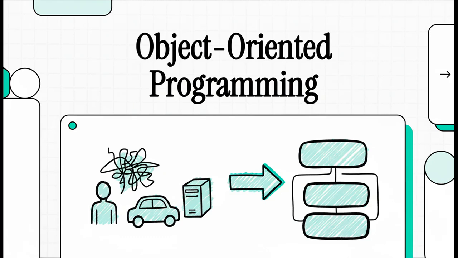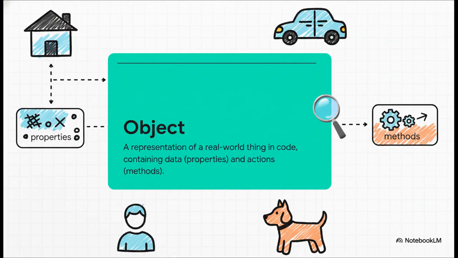Have you ever wondered how programmers take our incredibly complex, messy, real world, with people and cars and computer monitors, and somehow translate all of that into clean, logical code? Well, for a huge amount of the software we use every single day, the answer is this really powerful idea called object-oriented programming, or OOP for short.